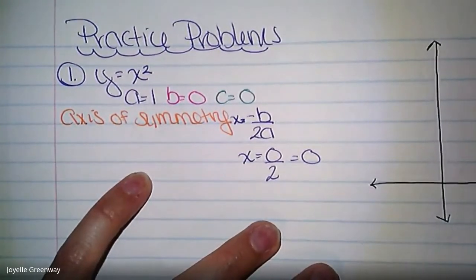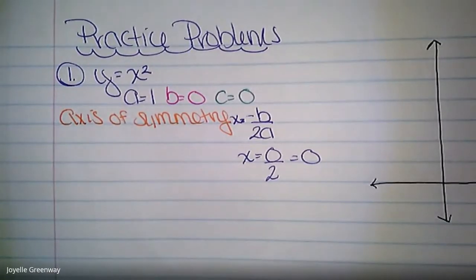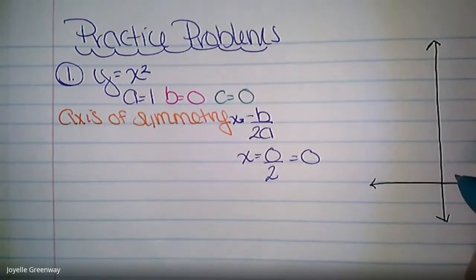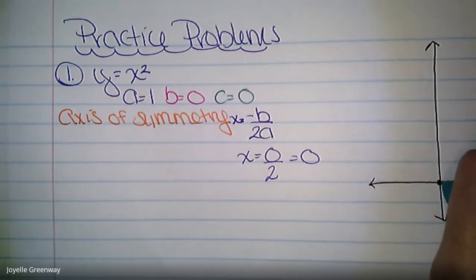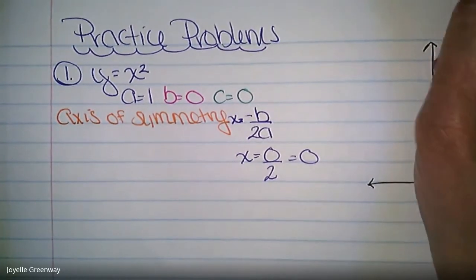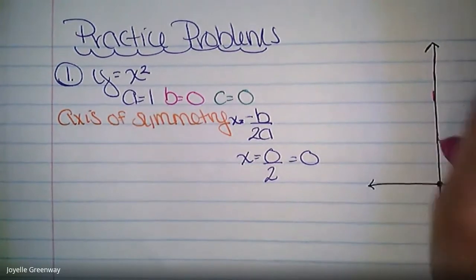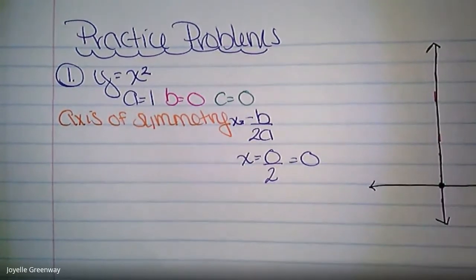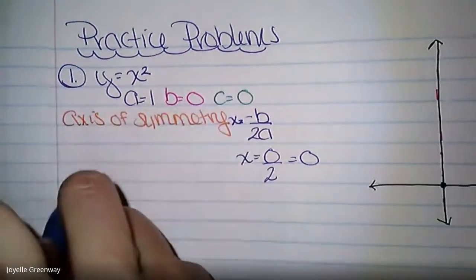And I'm going to have a minimum value. I don't know what it is yet. Yes, I do. But still. So here's your axis of symmetry. It's your y-axis. So now I'm going to find my vertex.